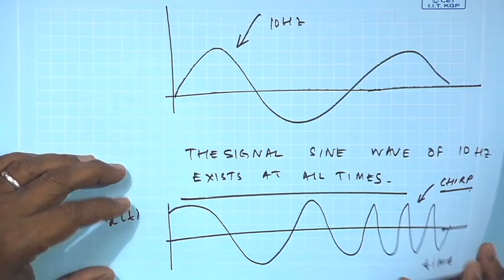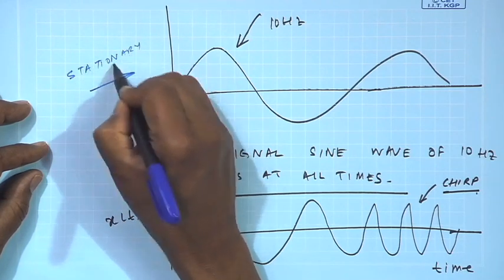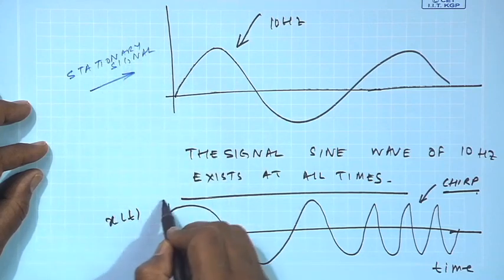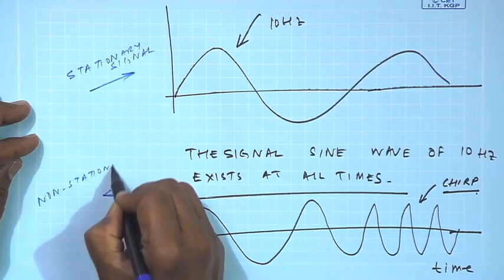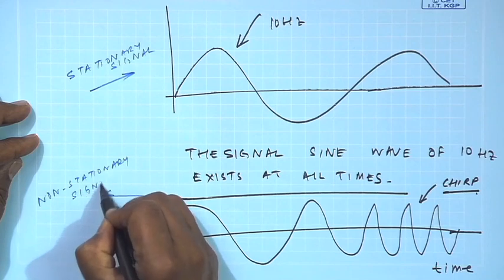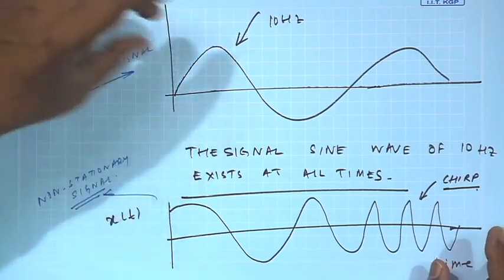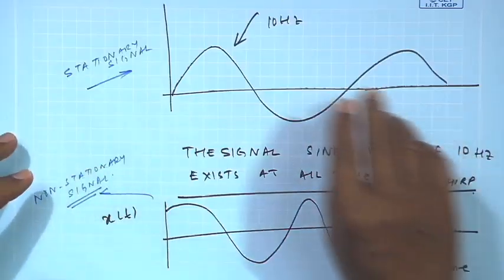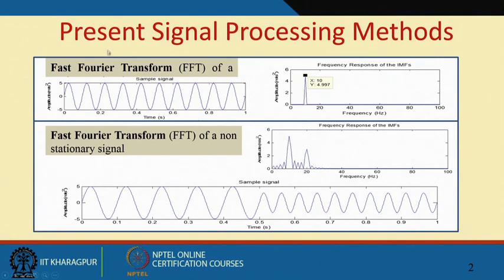So, I need to know that this is an example of a stationary signal, whereas this is an example of a non-stationary signal. Like we did FFT for a stationary signal, we should find out what are the different methods available for non-stationary signals, and that is what we look at here. So, some of the signal processing methods, one is this fast Fourier transform.